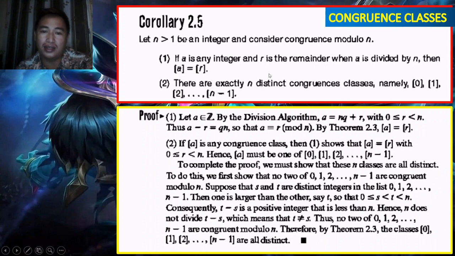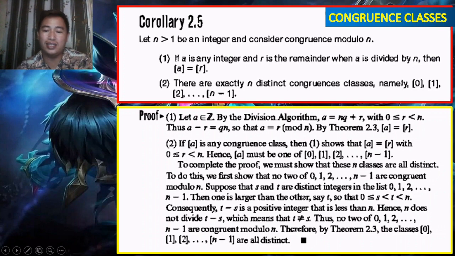Are they distinct? Okay. There are n classes in total, no? Okay, n in total because this is 1, 2, 3, up to n minus 1. Then plus one for 0. So n minus 1 plus 1 becomes n. So n in total. Okay. So to do this, we first show that no 2 of 0 to n minus 1 are congruent modulo n. So we show that none of those from 0 to n minus 1 are equivalent.